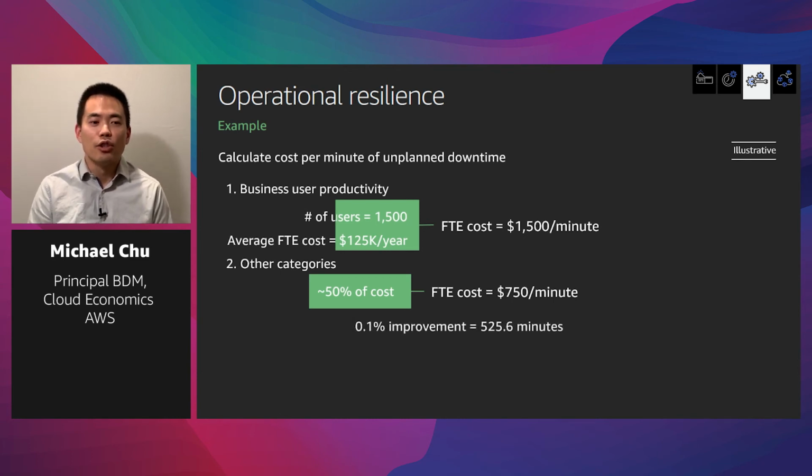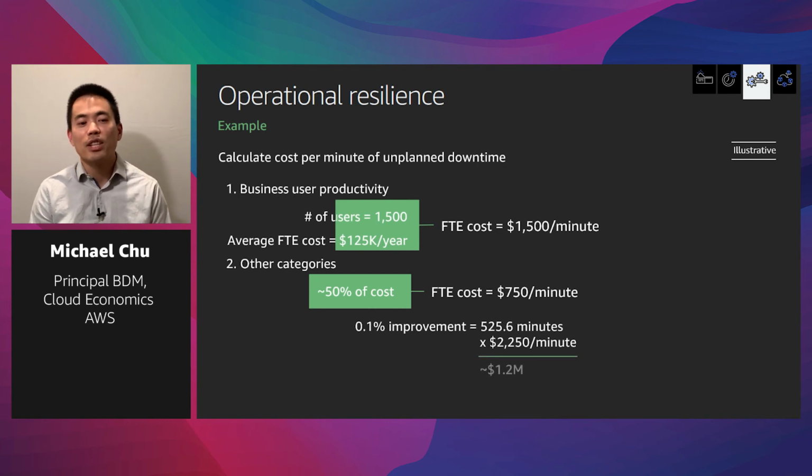The other thing they had to do was look at the percent improvement in availability. They were looking to go from 99.4 to 99.5, which roughly translates to about 526 additional minutes of availability for the year. Now you multiply those minutes by the $2,250 per minute, and that essentially leads to a $1.2 million annual benefit by improving the availability of this particular workload.